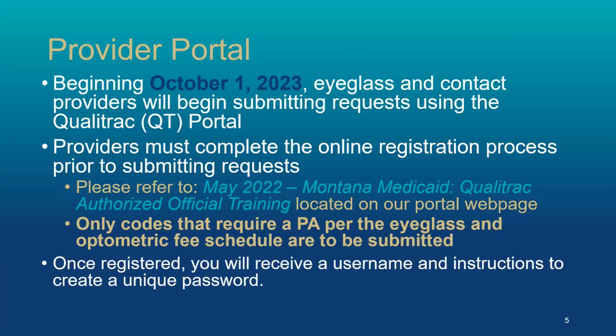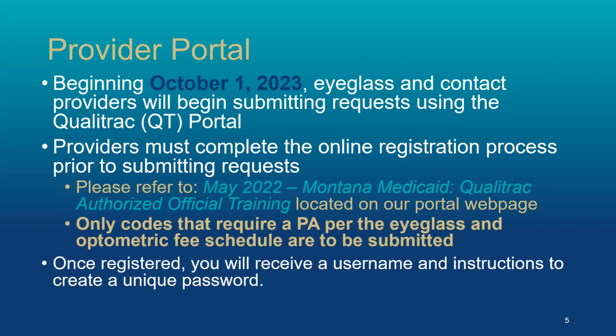So beginning October 1st, well, technically the 2nd, because Monday is the 2nd, eyeglasses and contact providers will start to submit requests to Mountain Pacific through our Qualitrac portal instead of sending them to the department for review. One thing that must be done prior to that is providers must complete the online registration process. There's another training that is recorded and on our website, and I'll show that page on the next slide. It is the May 2022 authorized official training.